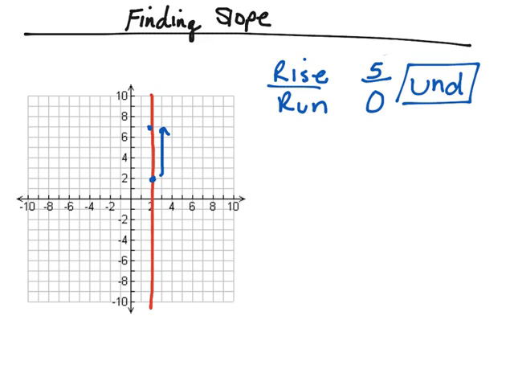Now, here's a little secret. This vertical line here would also be undefined. If I had a vertical line over here, well, that slope would also be undefined. So anytime I have a vertical line, the slope will always be undefined.